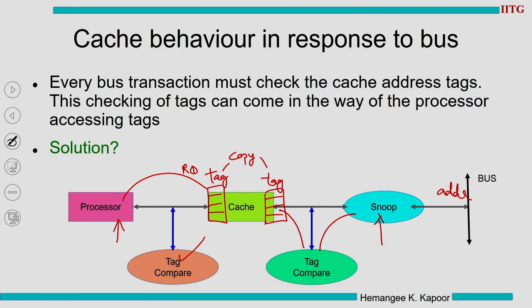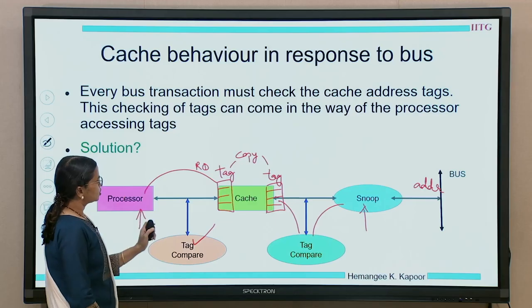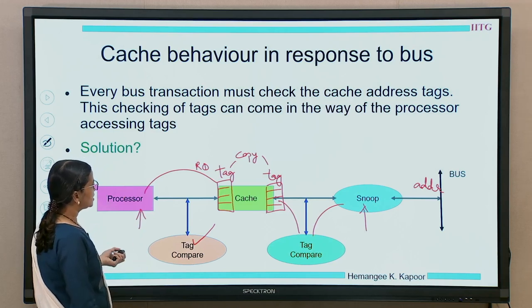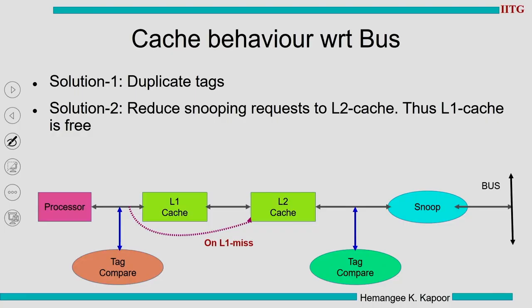So this way I can solve the contention issue. So there won't be a stall. So that's solution number one. The other solution is, if I can use a multi-level cache.